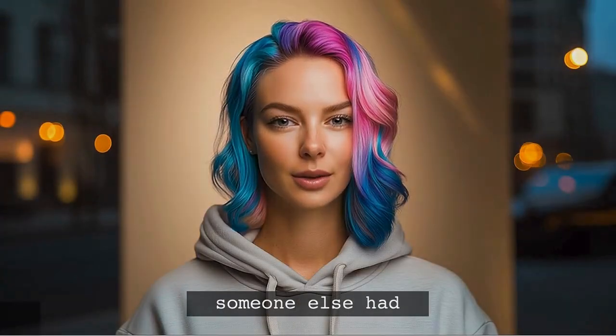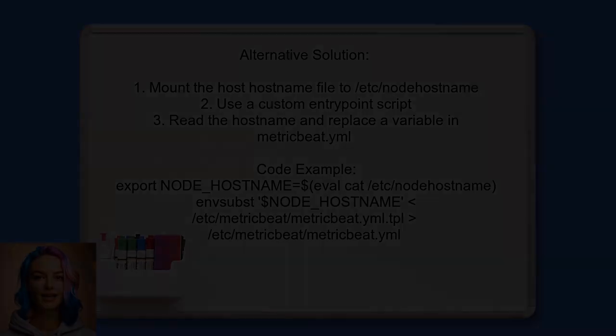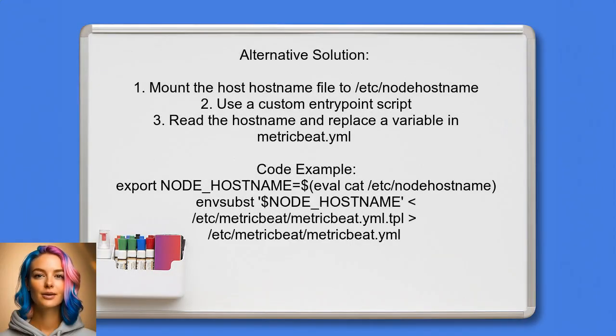Let's see what someone else had to say. An alternative solution provided by another user involves mounting the host's hostname file to a specific location in the container. They suggest using a custom entry point script that reads this file and substitutes a variable in the Metricbeat configuration.